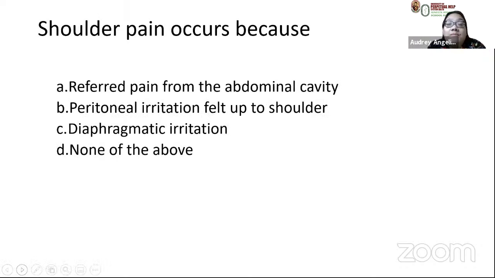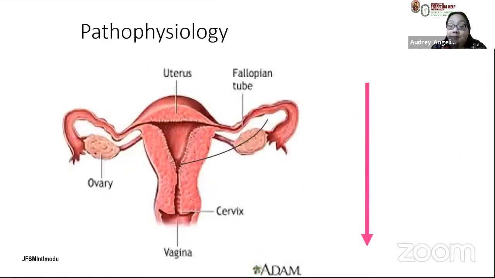Okay. So shoulder pain occurs because, this is more anatomy. Diaphragmatic irritation. And you have to know the pathophysiology of your ectopic pregnancy to know this. And what is the pathophysiology of your ectopic which would cause your diaphragmatic pain? Okay?